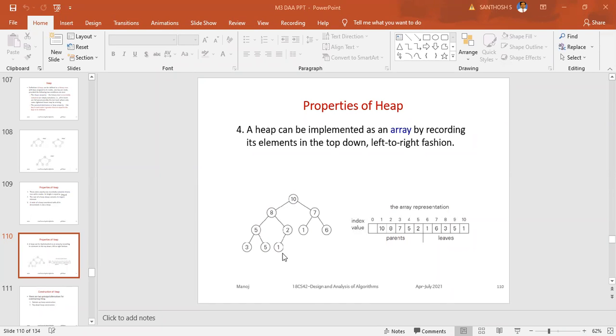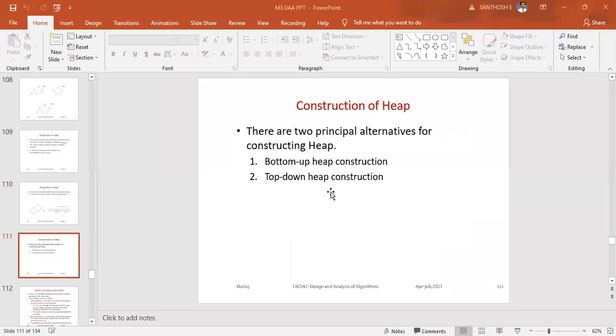These are the leaves. Which are the leaves here? 3, 5, 1, 1, 6 are the leaves. Which are the parents you are having? 8, 7, 5, 2 and 10. So these are the parents and leaves we have represented.